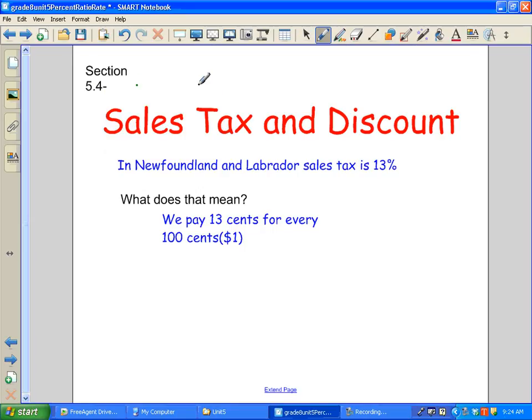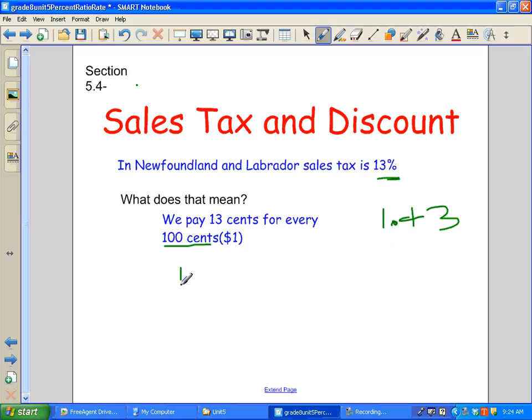Section 5.4, Sales Tax and Discount. In Newfoundland and Labrador where we live, the sales tax on everything we buy is 13%. So what that really means is for every $1, or 100 cents if you want to think of it that way, for every dollar we pay 13 cents extra. So something that would cost $1 exactly at Walmart will actually cost you $1.13 because we have to add 13 cents on for every dollar.